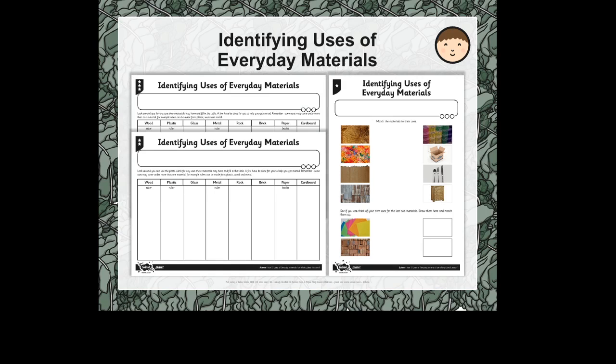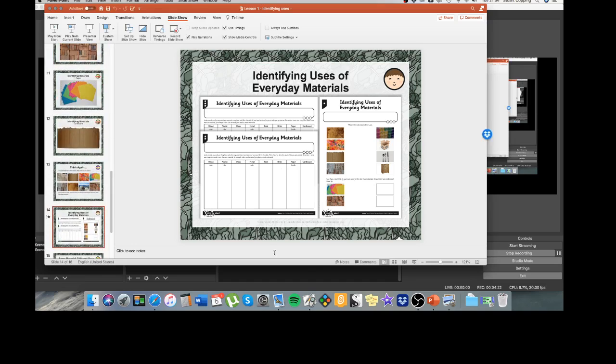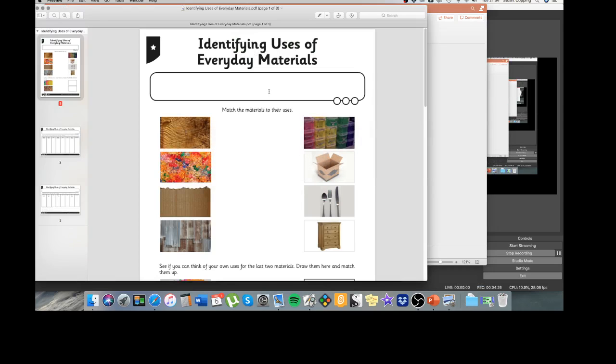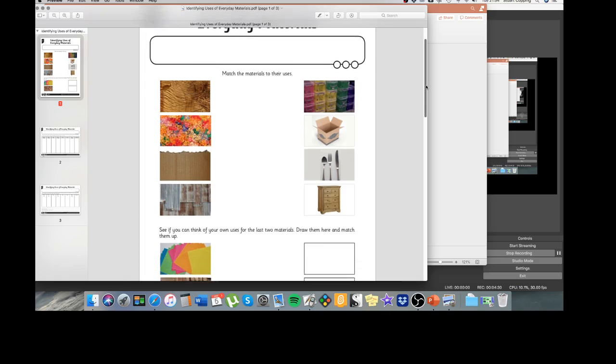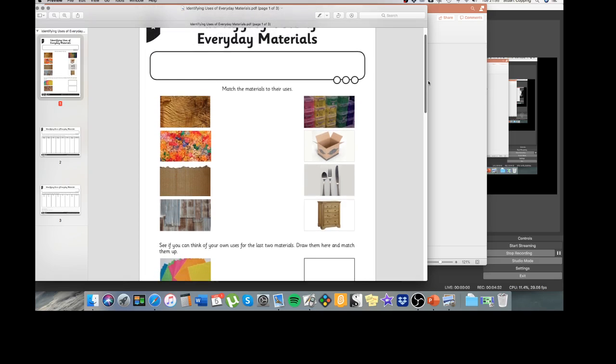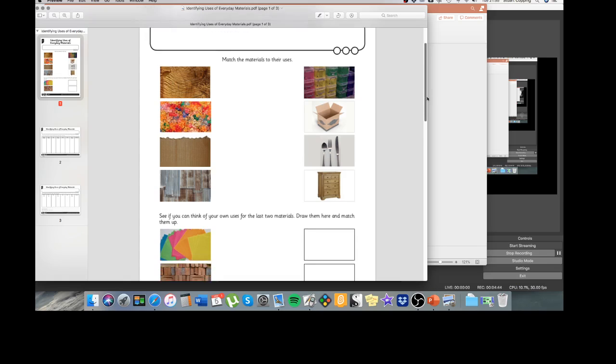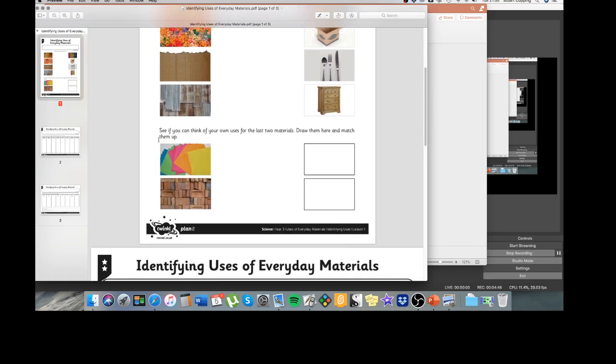It's one of these sheets. So what I'm going to do is just minimize this a minute and bring up these sheets. Depending on what the sheet that's in your book, some of you will have this simple sheet here. The first part is matching the materials to their uses. So here we've got the materials and here is what they're used for. All you need to do is draw a line from one to the other. And then we've got 2 more materials down here.